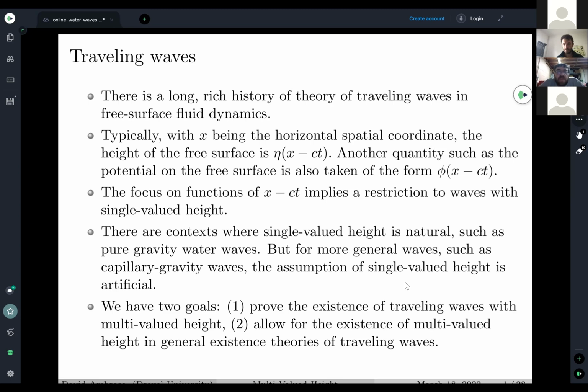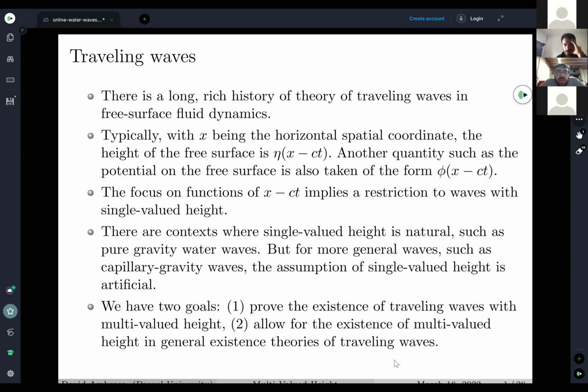So that means that the height of the free surface is a graph. The height of the free surface is restricted to be a graph or to have single valued height. But we know that that's not always realistic. We know that there are contexts where single valued height is natural, and there are other contexts where single valued height is an artificial restriction. So if you're talking about pure gravity waves, you wouldn't expect traveling waves which do overturn, which do have multi-valued height. But if you are talking about capillary gravity waves, the capillary action can keep the wave in permanent form even if the wave overturns.